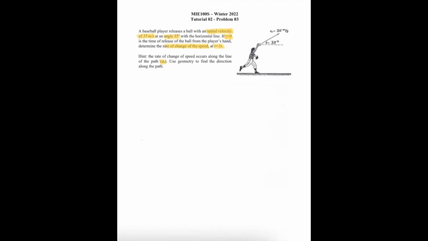So let's start off with noting our known values. We know that V0 is 35 meters per second, theta is 35 degrees, and at t equals 1 second, we want to know AT, the tangential acceleration.